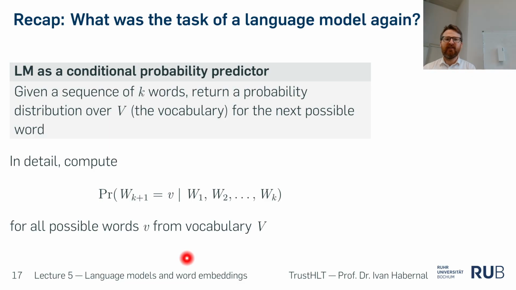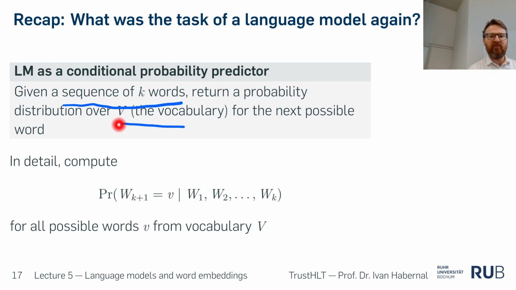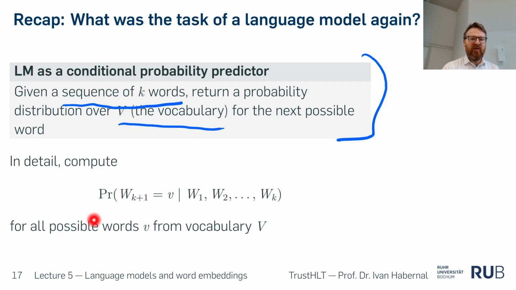So the task of a language model is, it's a conditional probability predictor. Given a sequence of words, return a probability distribution over the vocabulary for the next possible word. This is what we were discussing like 20 minutes ago. So in detail, give me a probability of something given the previous words, for all possible words in the vocabulary. This is the summary of language models.